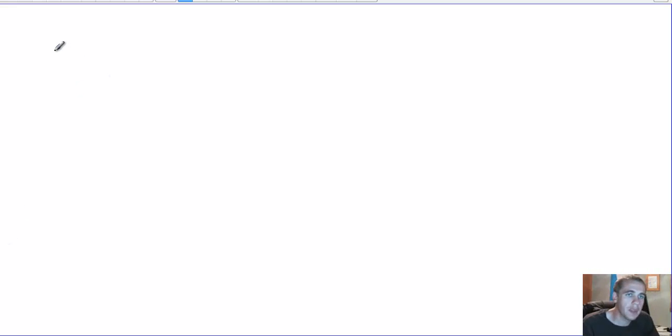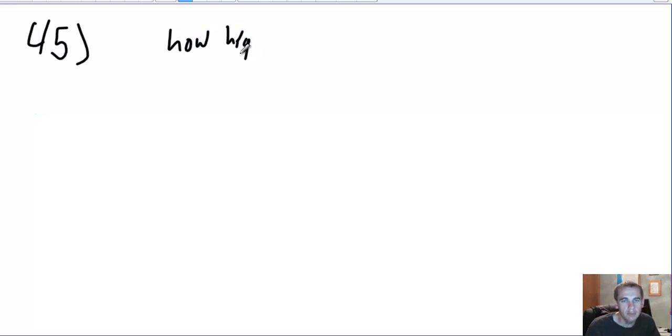Okay. 45 says a ball is thrown straight up with an initial speed of 22.5 meters per second. It is caught at the same distance above the ground. How high does the ball rise? How long does the ball remain in the air? Okay. So how high and how long are my two questions. So I'm looking for a height and I'm looking for a time.